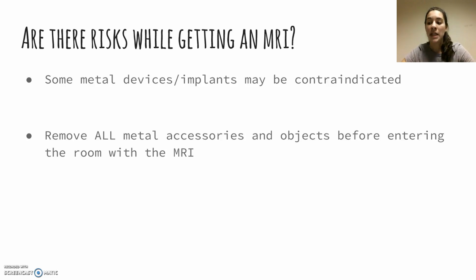So contraindications would be people with certain metal devices and implants, anything like an artificial heart valve, a pacemaker, cochlear implants, a bullet, or any metal fragments in your body would pose a risk. So if you have any of those, you may not be able to get an MRI. And also, if you have any hair clips or anything metal in your clothing, or any piercings as well, it's mandatory that you remove them before entering the MRI.